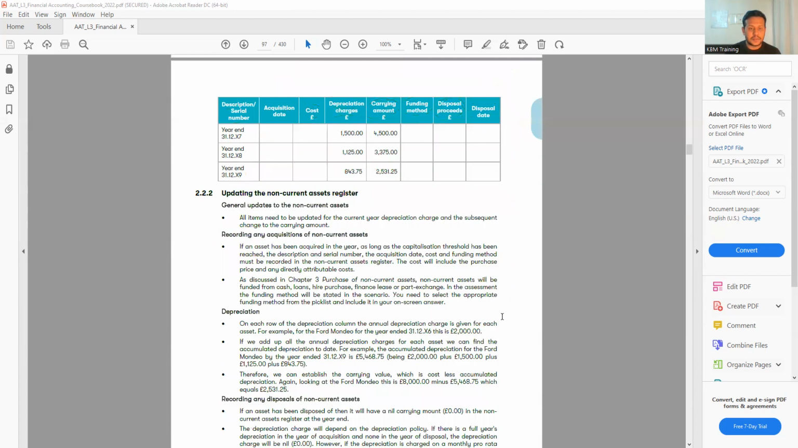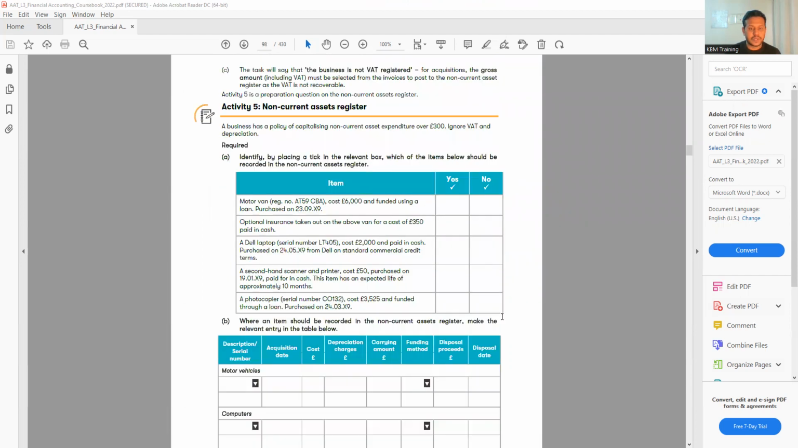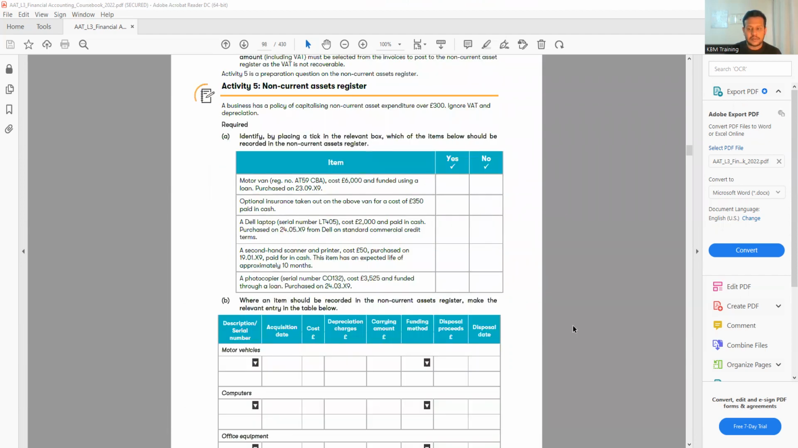So this is an example. Now we're going to maybe do one question. Okay, let's try the first bit. Activity 5, non-current asset register. A business has a policy of capitalizing non-current asset expenditure over £300.